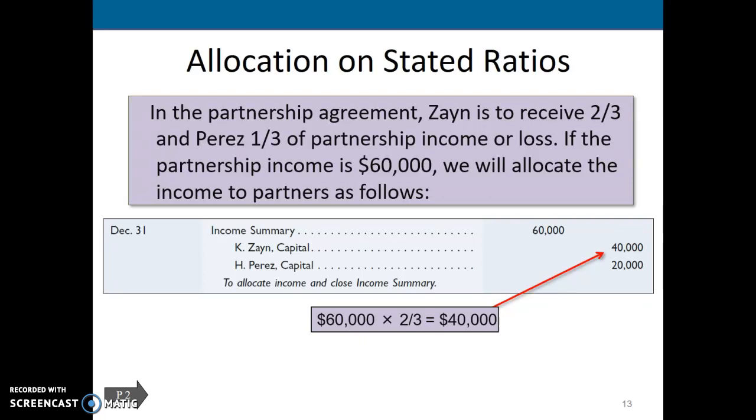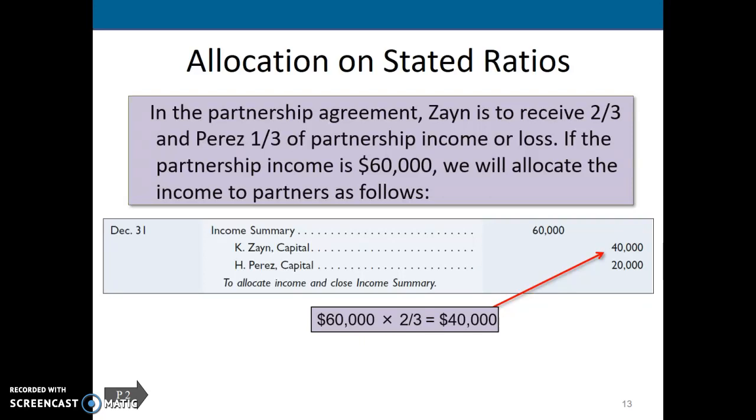In this example, we're assuming the partnership agreement of Zane and Perez says that Zane receives 2/3 of the income or loss and Perez receives 1/3 of the income or loss. If their net income was $60,000, that's how we're going to break it down. The net income is going to be put into the income summary, and remember, before we closed it to capital. This time we are still closing it to capital, but to each individual capital account. Each partner has their own capital account that it's being closed to.